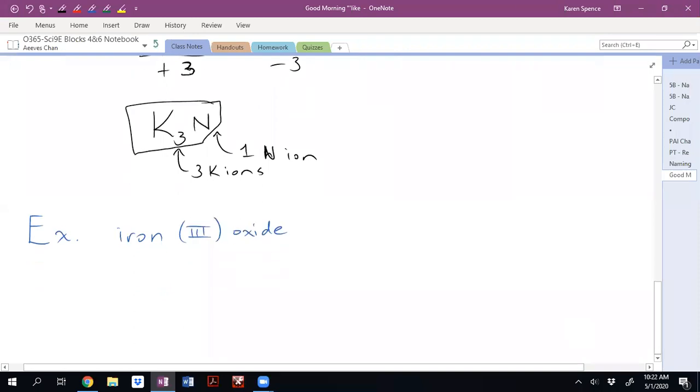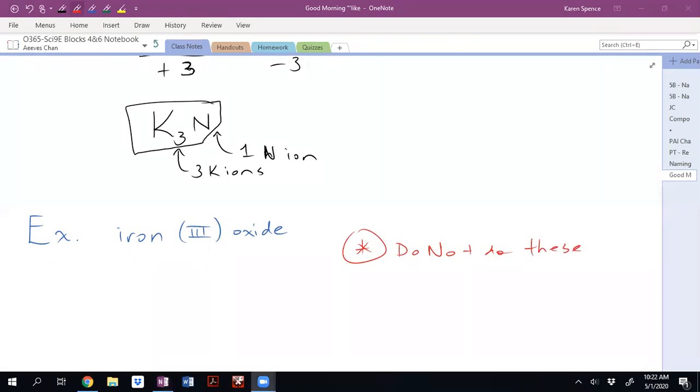Okay, so iron 3 oxide, lots of people might be tempted to do this. These are things that you should not do. Do not do these. Hang on one second. There we go. That's better. Okay.